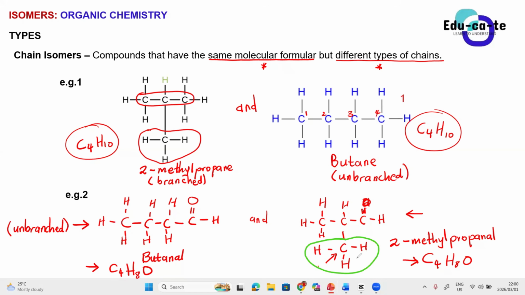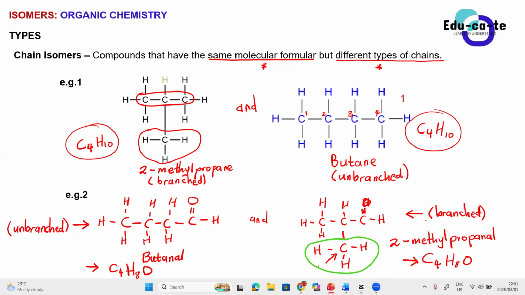So this chain, we are not going to say that it is unbranched because it has got a branch in it, right? So we can say that this is a branched chain. Okay, so you say that this is branched. Do you guys all see that? Yes. All right, so now you can see that we're having different types of chains. One is branched, one is unbranched. So we can say that yes, these have got the same molecular formula, but the types of chains that they have is different because one is unbranched, one is branched.